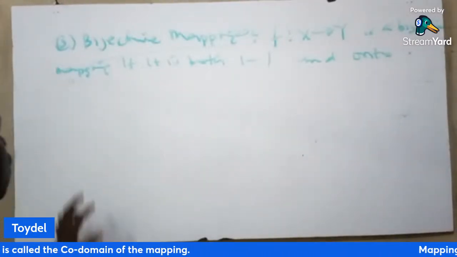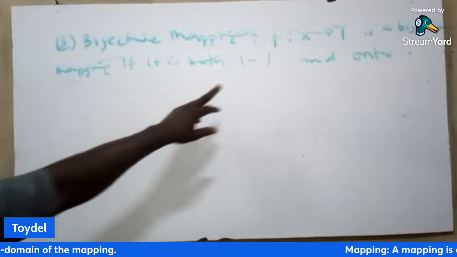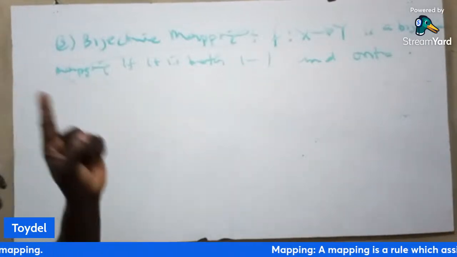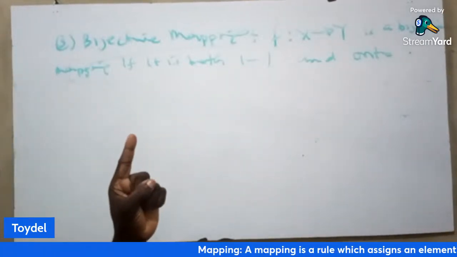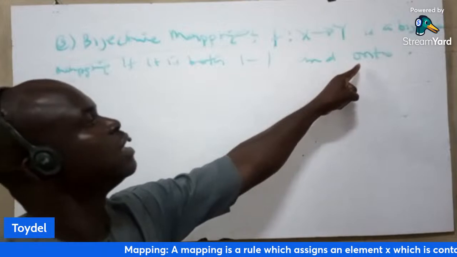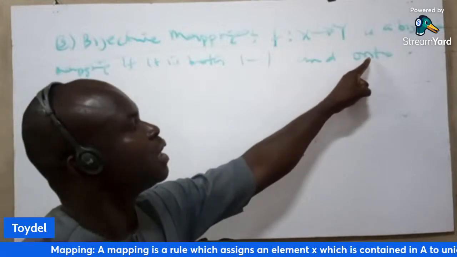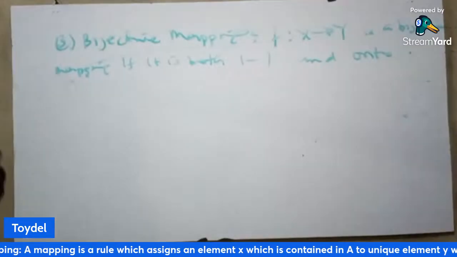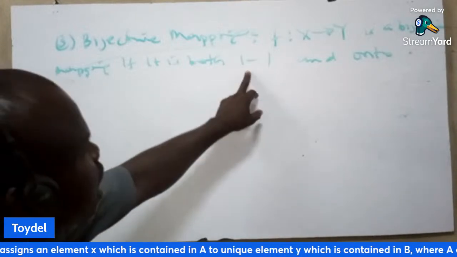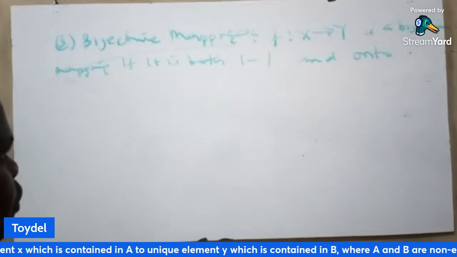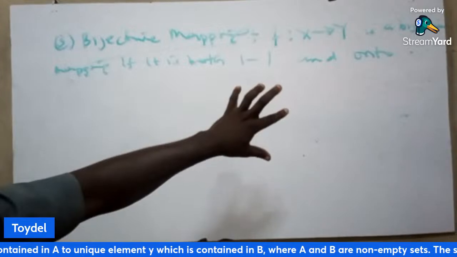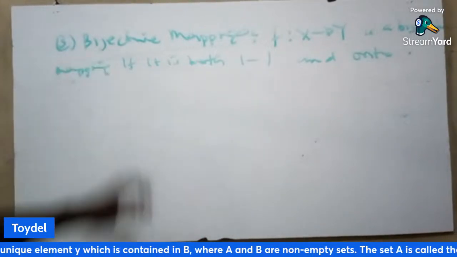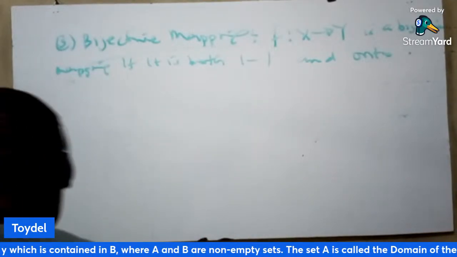Let's look at this one. Under bijective, this relation F must be injective, which is one-to-one, and it must be surjective, which is onto. So if the two conditions are satisfied, then we refer to that mapping as a bijective mapping.